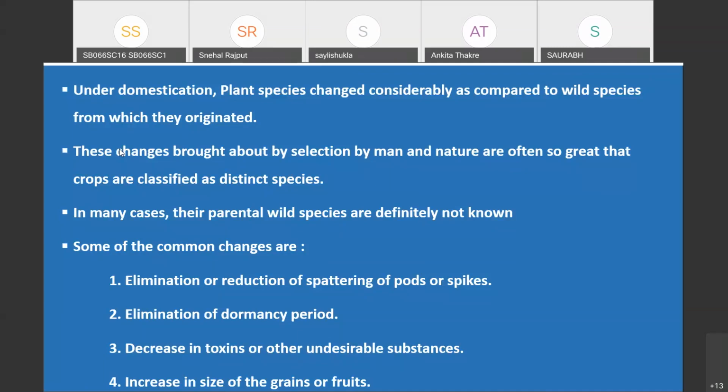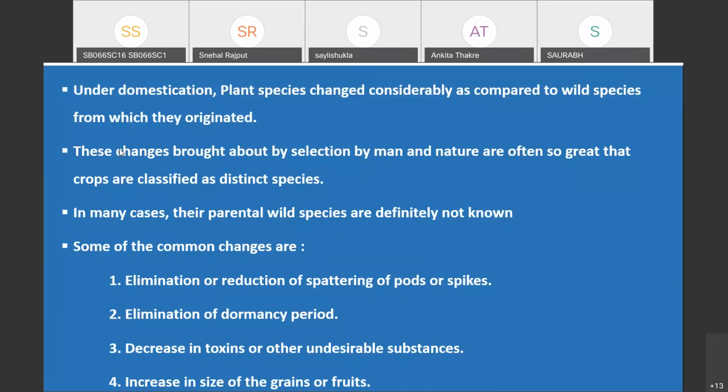Okay, then some of the common changes which are brought about by the domestication are, the first one here you can see the elimination or the reduction of shattering of pods or the spike. Okay, here there is some spelling mistake, it is not spattering, I think the laptop has done the auto correcting. Here the elimination or the reduction in the shattering of pods and the spikes.